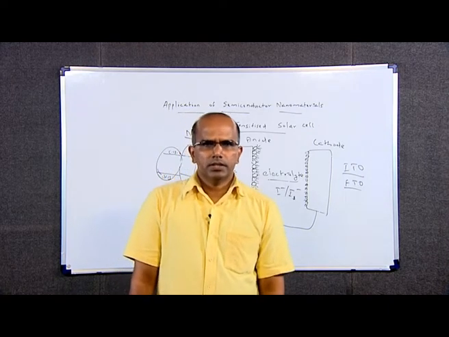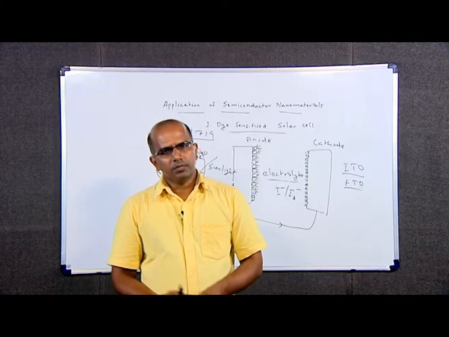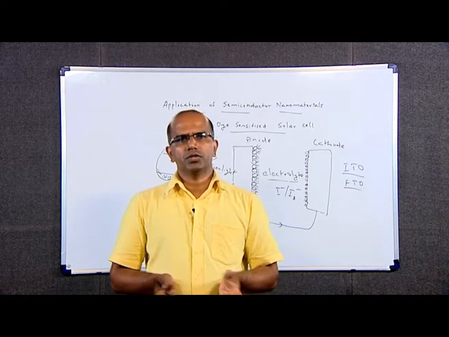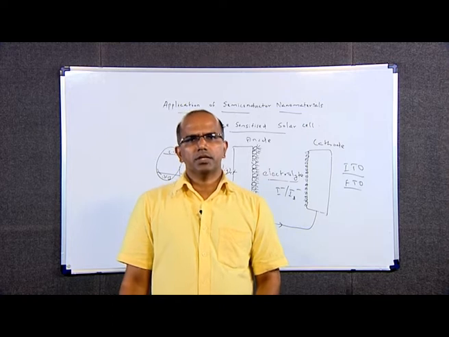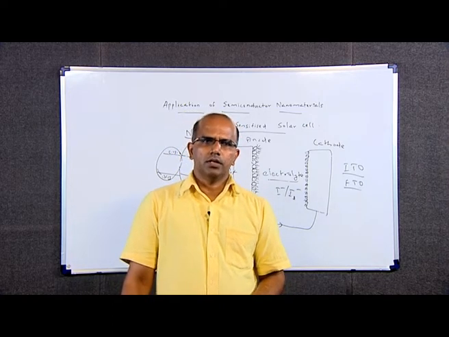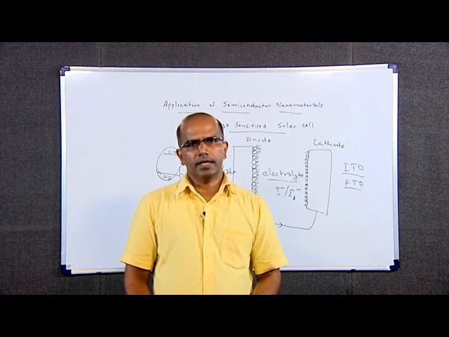And the fifth one is that the dye should be photostable and electrochemically stable, and it should also be thermally stable, because if it is not photostable it will be bleached off, and if it is not thermally stable it will decompose. So, the dye should be photostable, electrochemically stable and thermally stable. So, these are the essential conditions for the dye.